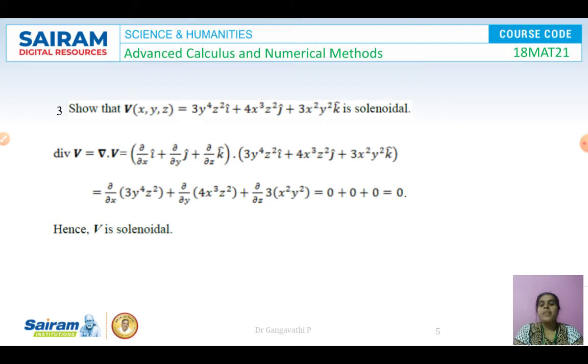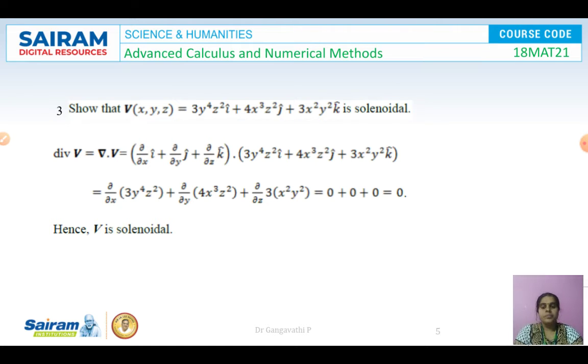So here divergence is nothing but del dot v. So substitute for del and substitute for v, so you can differentiate it. When we do the dot product between these two, it is dou by dou x of 3y to the power of 4 z square, plus dou by dou y of the second term, the j term, which is dou by dou y of 4x cube z square, plus dou by dou z of this, which is 3 into x square y square.